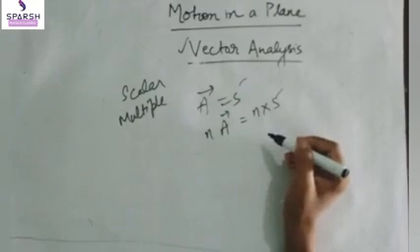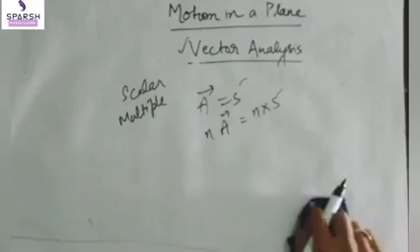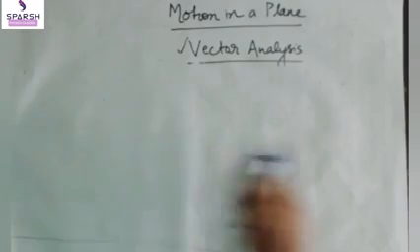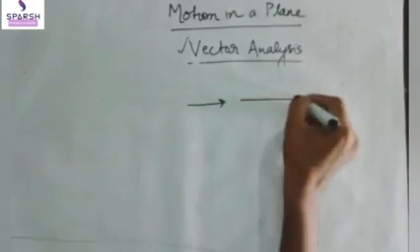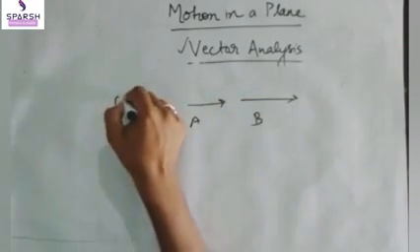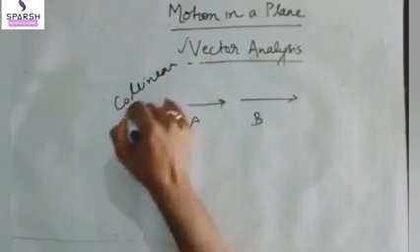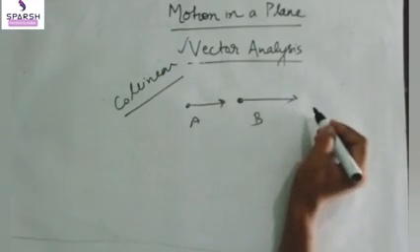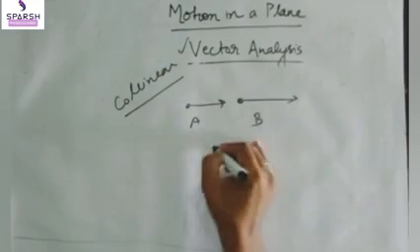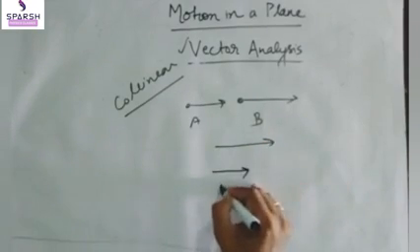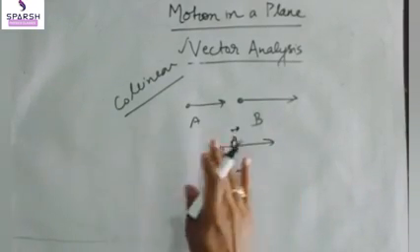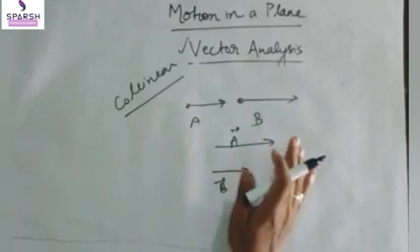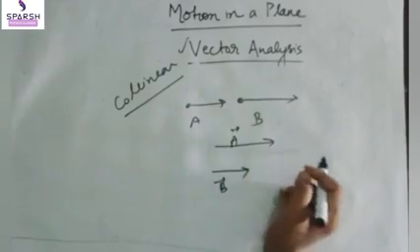Collinear vectors are those vectors which either act along the same line or along parallel lines, like vector A and vector B. This is collinear because both are acting in the same line, both acting eastward. It is not necessary that their magnitudes must be equal. This is also a collinear vector because both are acting in the same line or same direction. Okay, so these are a set of collinear vectors.